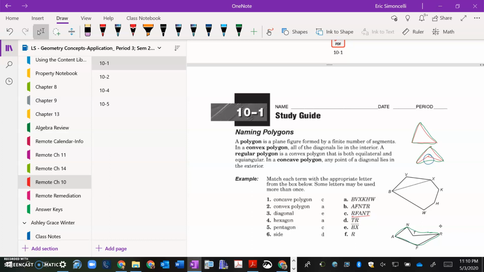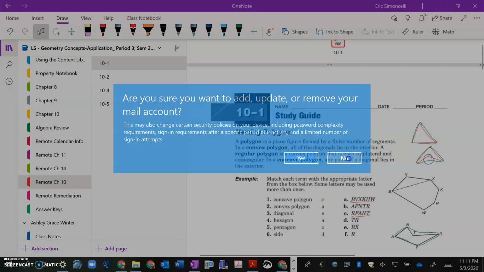Number two, a convex polygon, they say, is letter A, particularly B, F, X, K, H, and W. So, of course, that's the picture that you see just above it. That particular polygon is convex. Again, if you were to wrap the rubber band around it, it would essentially touch every side.